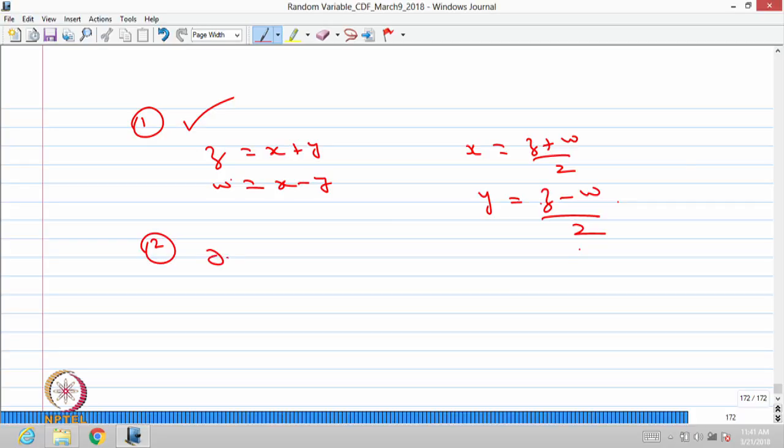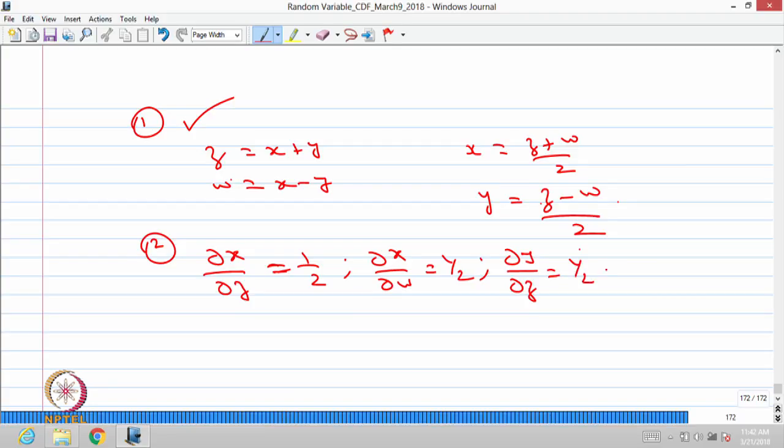Find out the partial derivatives, whether they exist or not. The partial derivative with respect to z of the function x, that is 1 by 2, exists, which is continuous, constant here, that is okay. Similarly, you find out the partial derivative of x with respect to w, partial derivative of y with respect to z, partial derivative of y with respect to w, all exist and are continuous functions also. In particular, here it is a constant.